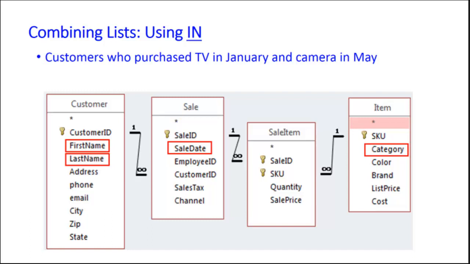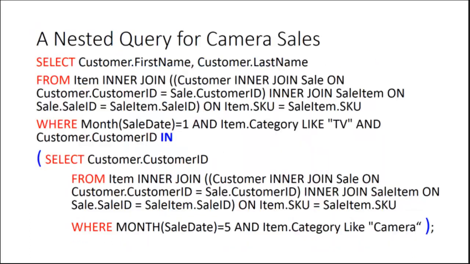So we need to combine the lists. We need to come up with a list of customers who bought TV in January, then see which one of those customers who bought camera in May are in the same list. So that's a relatively long query because we're joining 4 tables. But here we're creating a list of customers who bought TV in January. The month of sale date equals 1 and item category is TV. And then customer ID in the next list.